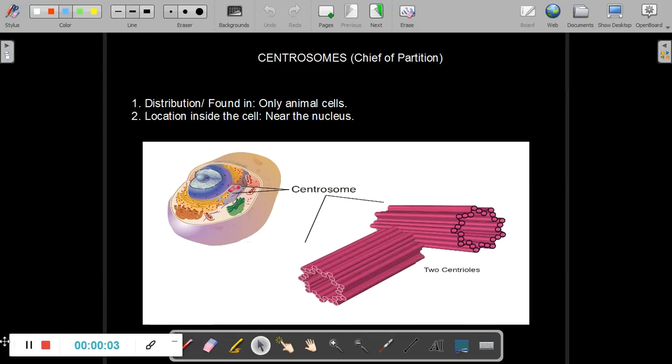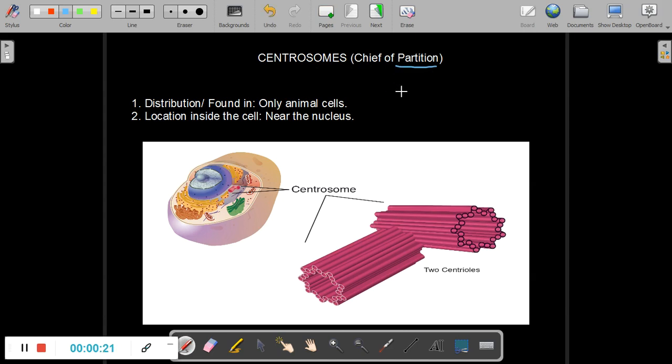Hello, it's time to learn about another organelle now, the last organelle that we have to study. That's called the centrosome. I commonly call this organelle the chief of partition. To partition is to divide. The word partition means to divide. Now, this organelle called the centrosome is involved in division of something. What does it divide? We'll see in just a little bit.